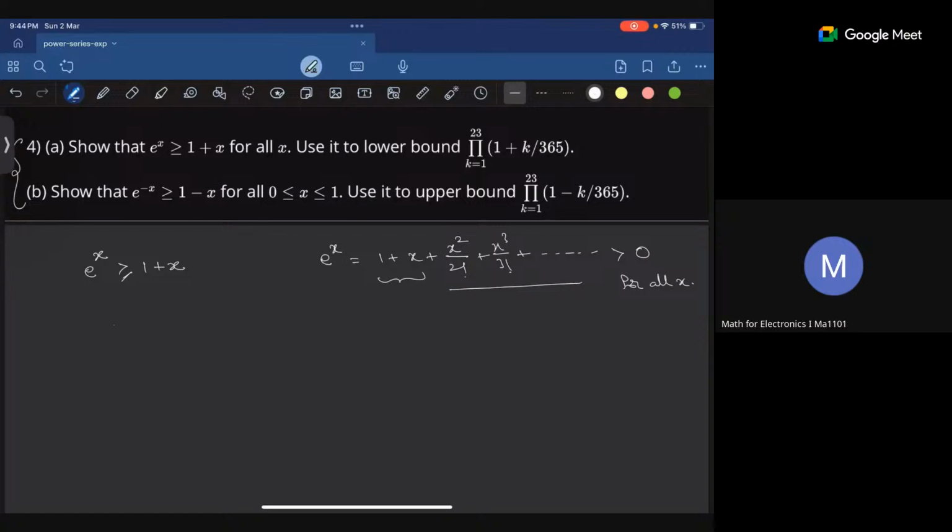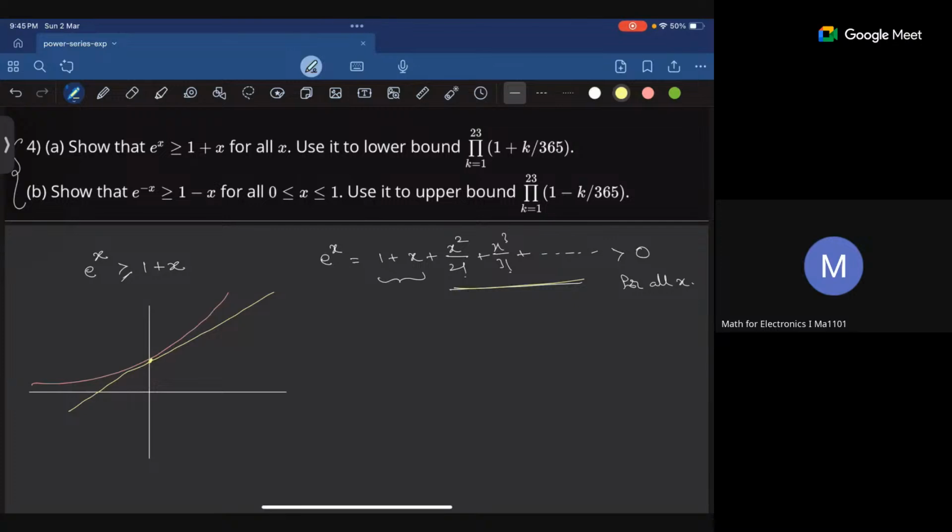Even if you plot, you will see that 1 plus x will just touch here, and it will always stay below e power x. And you can also prove it taking when x greater than 0, when x less than 0. You can think of different ways. When x greater than 0, straight away this is positive.